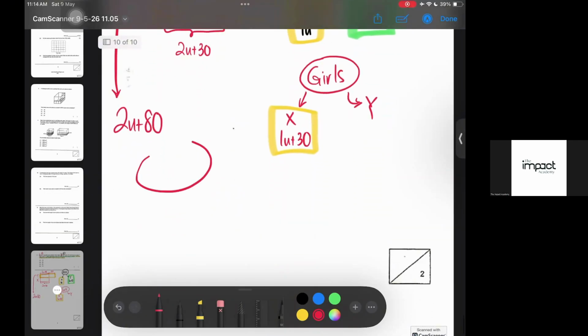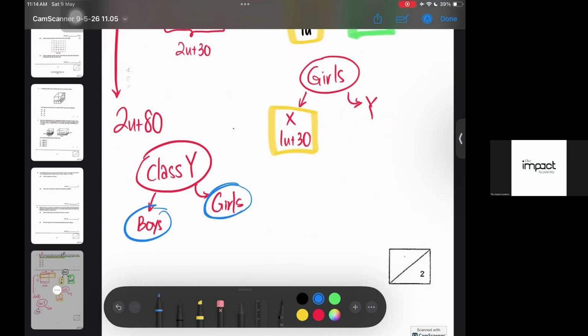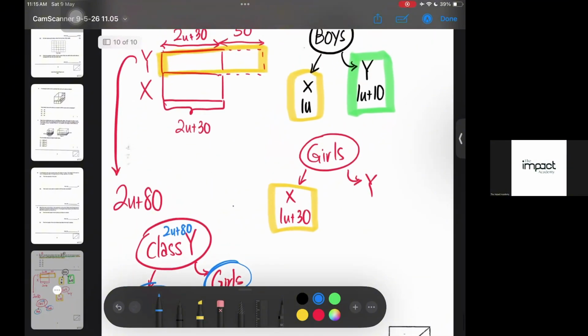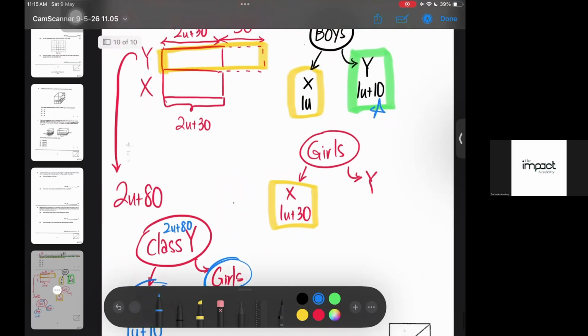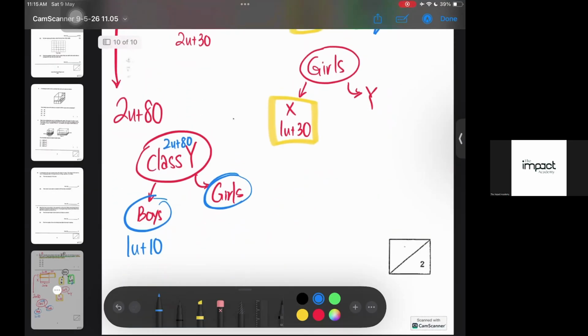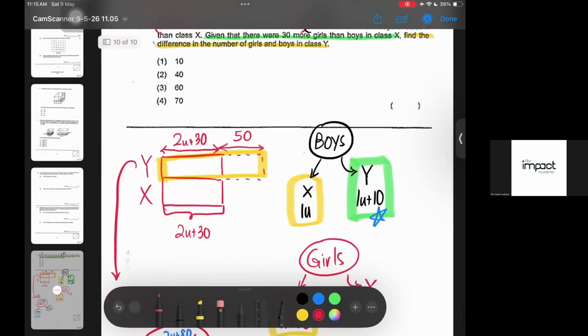Can I draw class Y out again? Class Y, we have boys and girls, right? We know that the total is 2 units plus 80. So boys is how many? Boys, we already learned that is 1 unit plus 10. You all know where I get this 1 unit plus 10? I got it from here. How to find girls? How do you find girls?